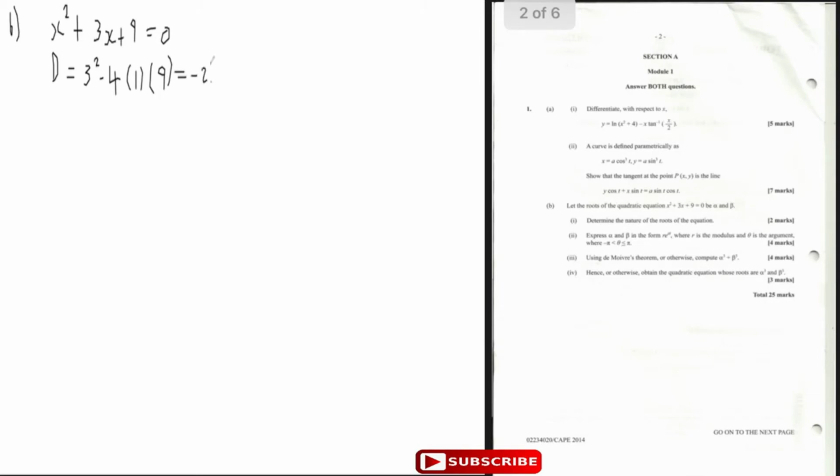Now, since the discriminant is negative, then we know that the roots are not real. Some people would say the roots are complex. So hence, the roots are imaginary, i.e. that is complex roots. All right, so these are complex roots. The roots are imaginary. Okay.